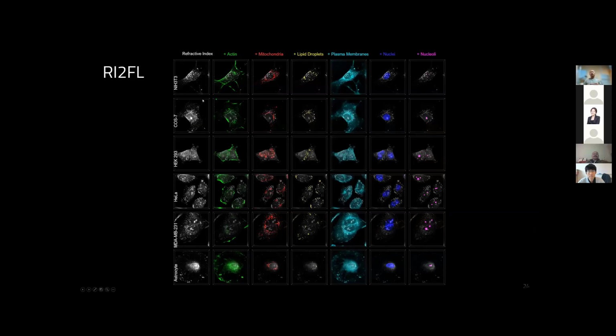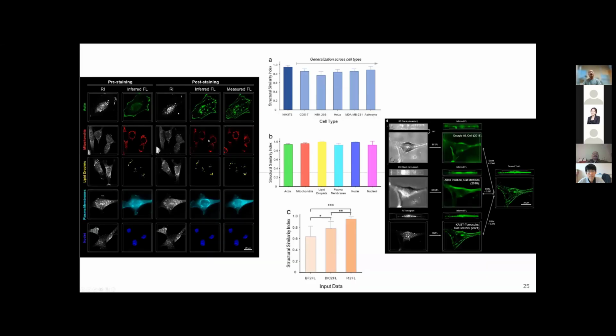Interesting thing was that we only trained this algorithm on the data set from NIH 3T3 cell. But when we apply this algorithm to other cell lines, such as COS-7, HEK cell, HeLa, MDCK, and astrocyte, they all provide very high accuracies and good results, even though the AI hasn't seen this cell type. So it implies that by training one type of cell, it provides some kind of generality for the adherent type of cell.